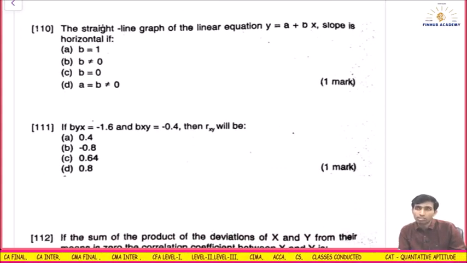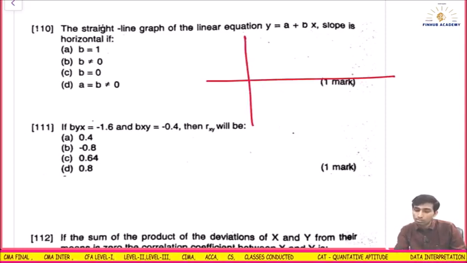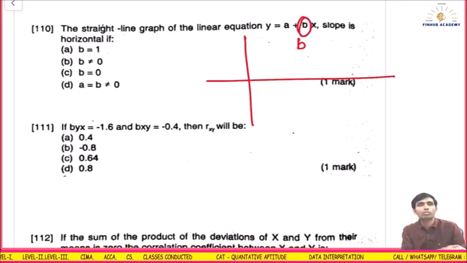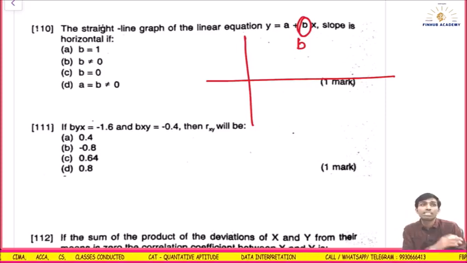Slope is horizontal. Slope is what? Horizontal. Understood? So when slope is horizontal, that means slope is something like this. At that time, this b is reciprocal of the slope. Actually, in the maths, okay. But anyways, b is reciprocal of the slope.